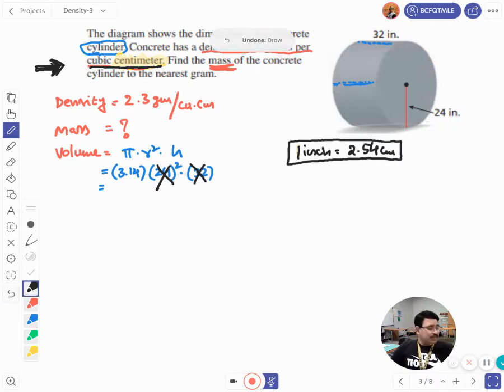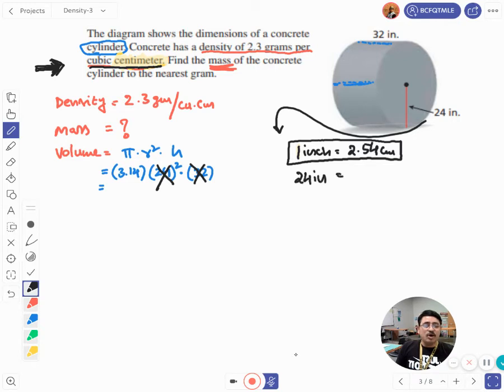So how many centimeters is that? Let me grab my calculator here. So 24 times 2.54. I repeat, 1 inch is 2.54 centimeters. Then, if I take 24 inches, how many centimeters? Obviously, you know that we have to multiply. So 24 times 2.54 is giving 60.96.